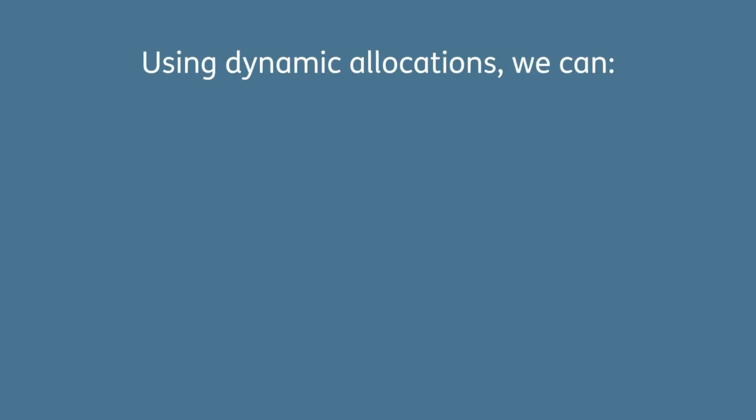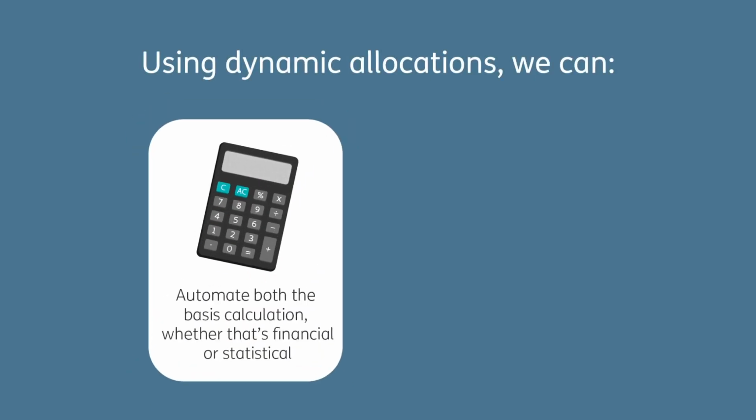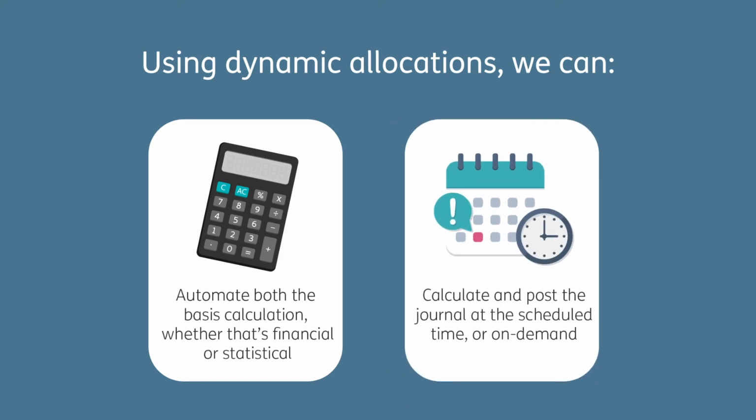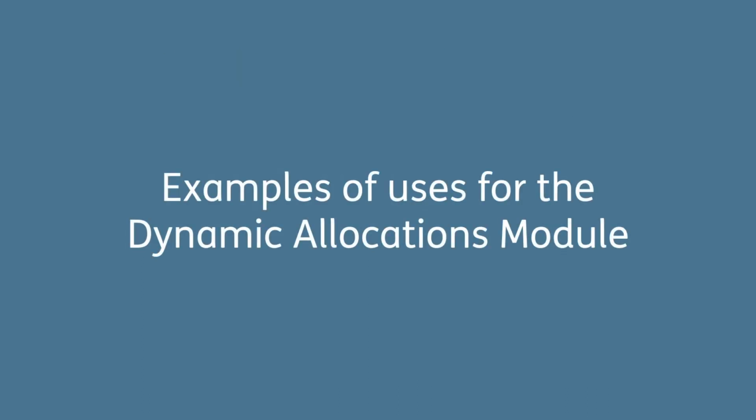Using dynamic allocations, we can automate both the basis calculation, whether that's financial or statistical, and then calculate and post the journal at the scheduled time or on demand. So let's look at some examples of uses for the dynamic allocations module.